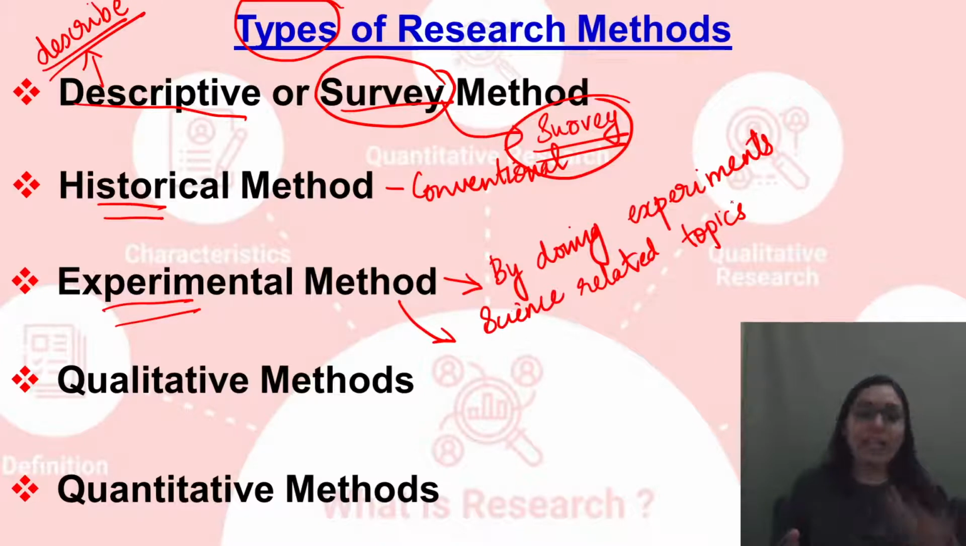So that is why experimental method is mostly used in science related topics and it can be conducted in the laboratories. There is lesser external influence. But in case of social studies or social sciences, then there are more chances of error. Okay, I hope you got it.